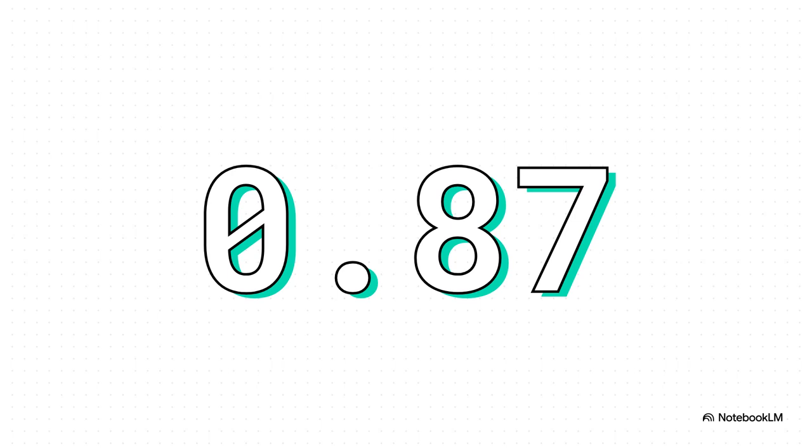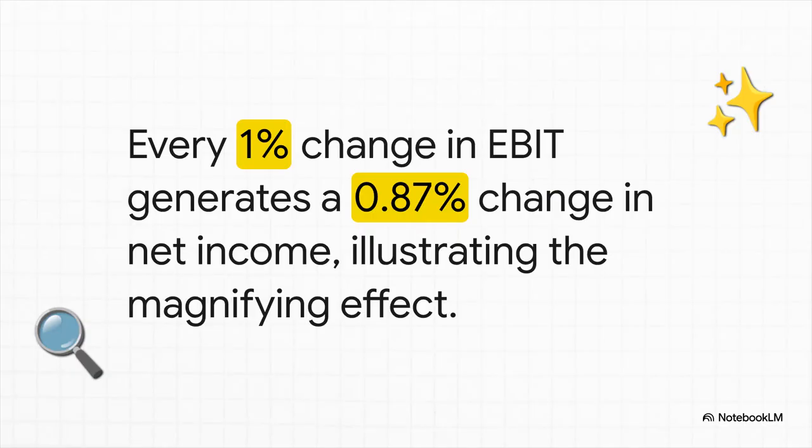But again, what does that really mean? This shows the magnifying, or in this specific case, a dampening effect of leverage. It means that for every 1% change in EBIT, the company's net income only changes by 0.87%. Now, if that DFL number was greater than 1, you'd see the opposite effect. Net income would become more volatile and way more sensitive to any swings in operating performance.